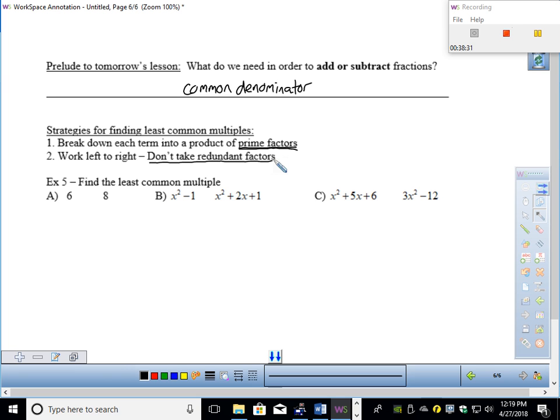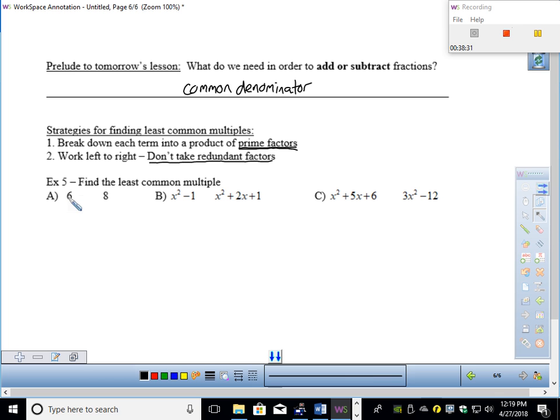So example 5, the way it's designed is to find the least common multiple for A and B and C. What I tried to do for you is to be really concrete initially, just with 2 numbers, and then we can start opening it up with more abstract algebra for B and C. So let's start out with this.